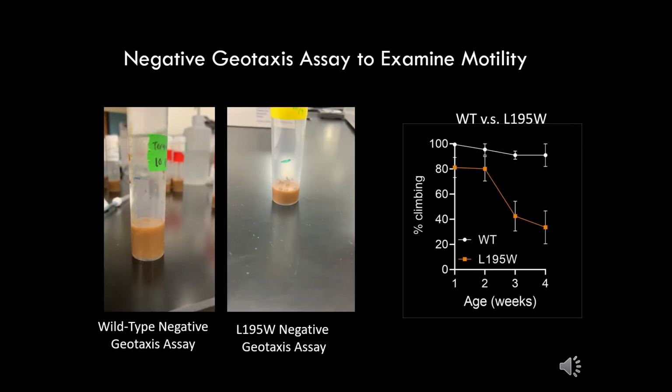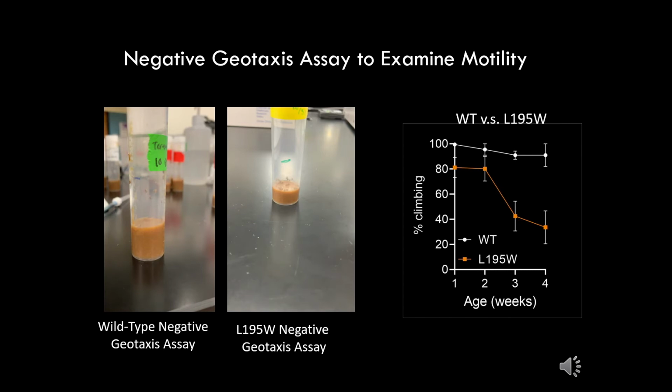So next we did a negative geotaxic assay to examine motility. The negative geotaxic assay is used to demonstrate muscle atrophy. Flies naturally want to go towards the top of the vial. So to test their mobility, I would mark the distance from the food to the top of the vial at 3 centimeters and allow the flies roughly 10 seconds to get to the top of the vial.